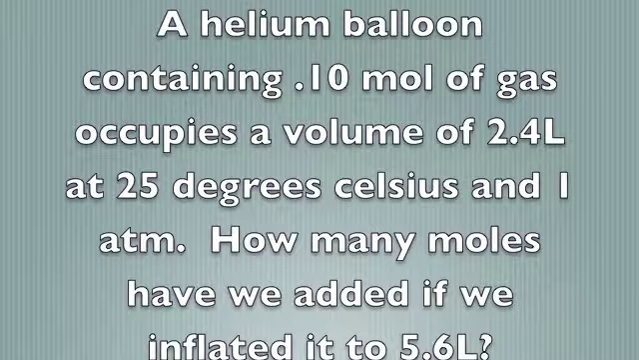Our next example is using Avogadro's law, and it states, a helium balloon containing 0.10 moles of gas occupies a volume of 2.4 liters at 25 degrees Celsius and 1 atm. How many moles have we added if we inflated it to 5.6 liters? In this problem, since the temperature and the pressure are constant, all we are worrying about here is the volume and the number of moles. So we use the equation initial volume over initial moles equals final volume over final moles, and we get that the final moles to be 0.23 moles. However, we want to know how many moles we've added. So in order to figure that out, we need to subtract the number of moles we started with from the final number of moles. When we do that, this is what we get.